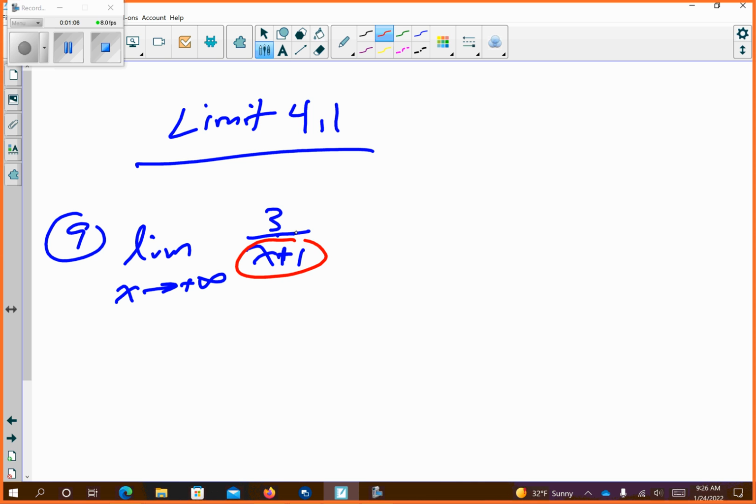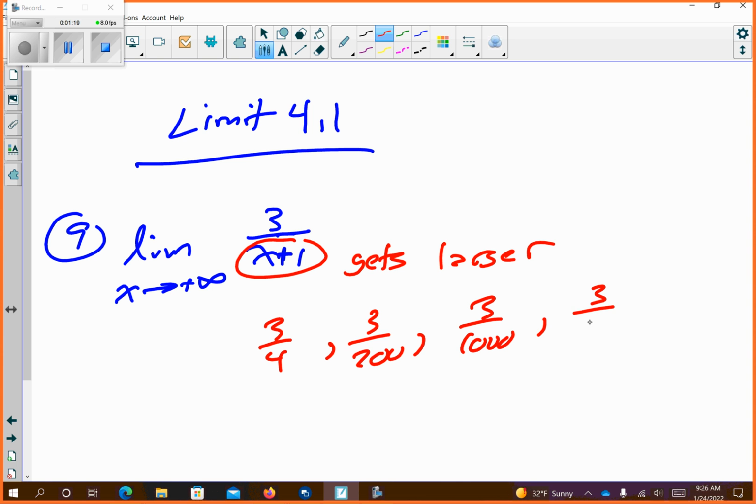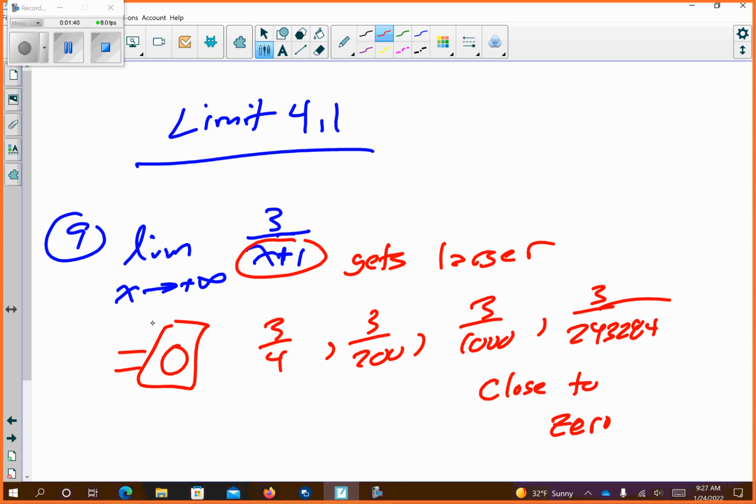As this gets larger, so, you had 3 over 4, maybe you had 3 over 200, 3 over 1,000, 3 over 243,284. This is getting really close to 0, because the denominator is getting large fast. Okay? So my limit in this case is just going to be 0. We're going to get really close to 0. We're never going to get there. So you just have to be aware of that.